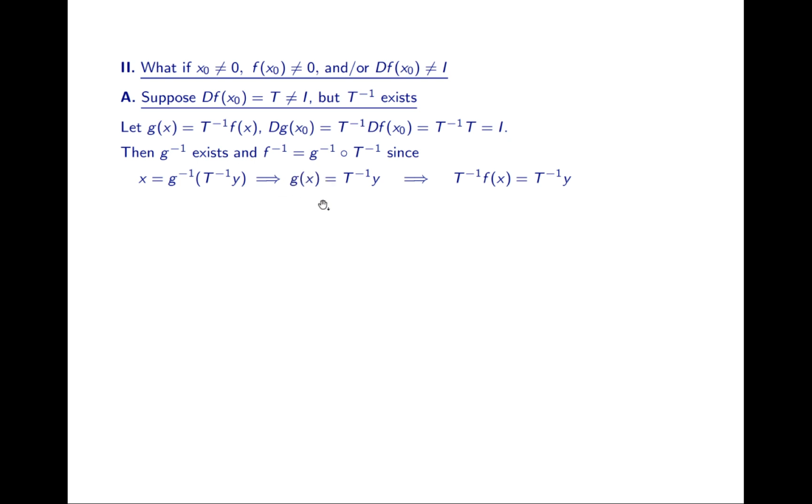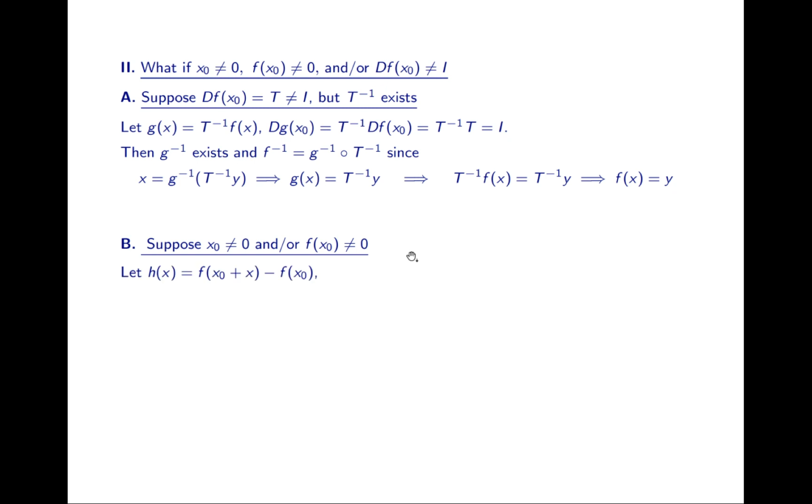Now, g of x is by definition, right, by construction, t inverse of f. So if I multiply both sides by t, I get f of x is equal to y. So if only this has changed, right, we still can keep all of our results. Now let's consider the case that this has changed. Right, so x naught is not necessarily 0, and f of x naught is not necessarily 0.